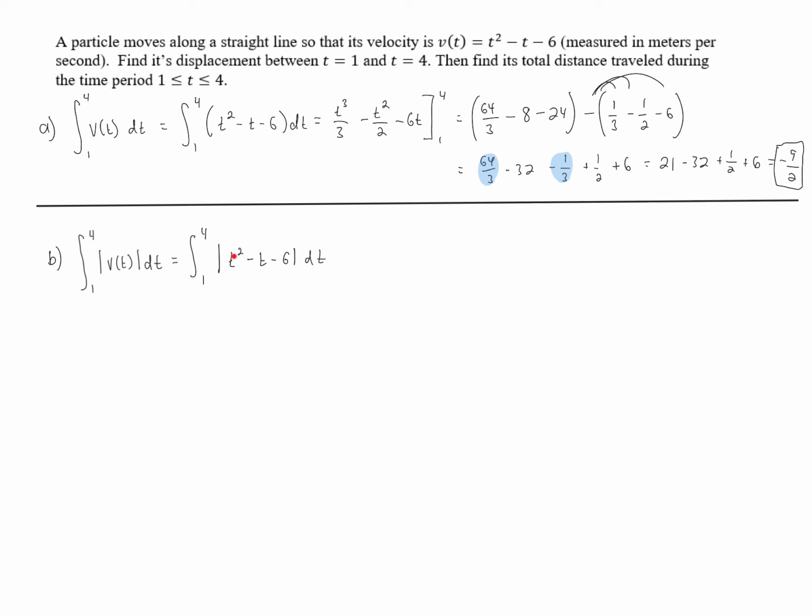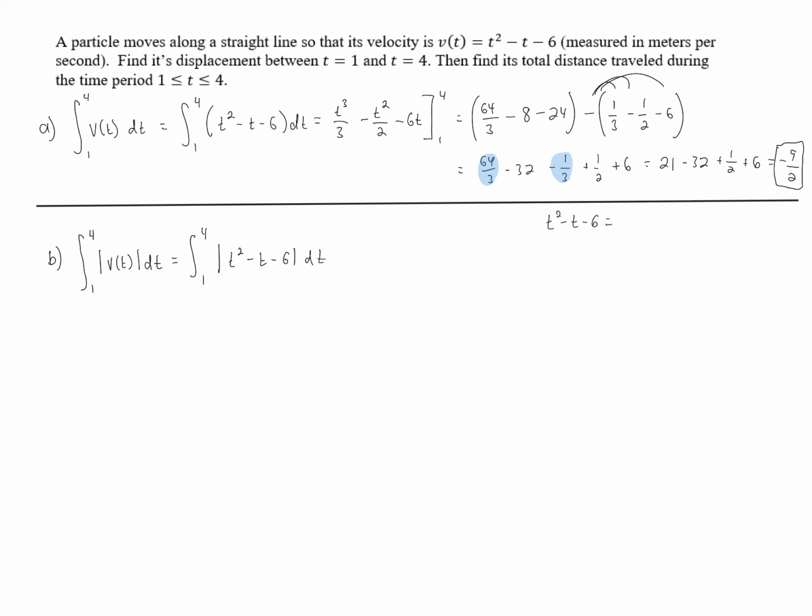But if this is negative on any part of the interval from 1 to 4, then the absolute value making it positive effectively would take the opposite of it. So we need to figure out wherever this is negative, and for those intervals, we need to integrate the opposite of this. So let's look at this function, t squared minus t minus 6.